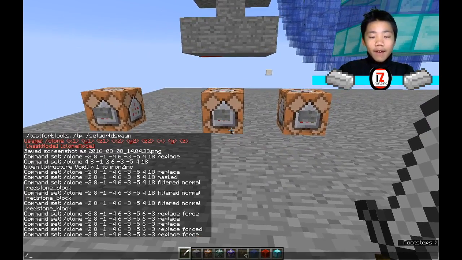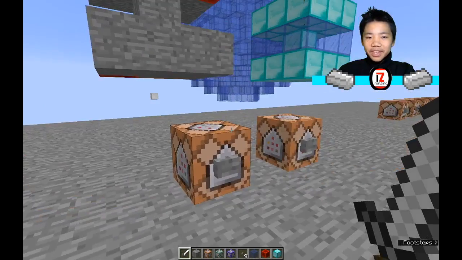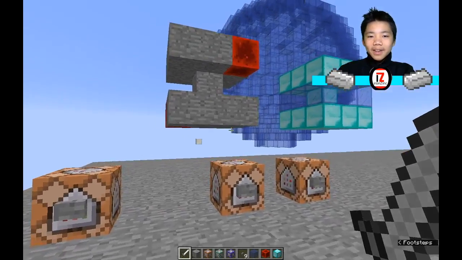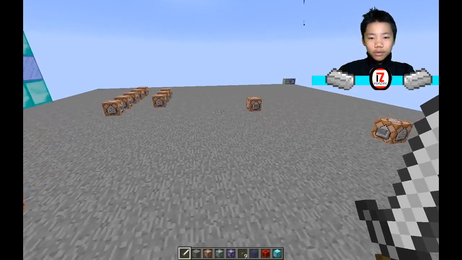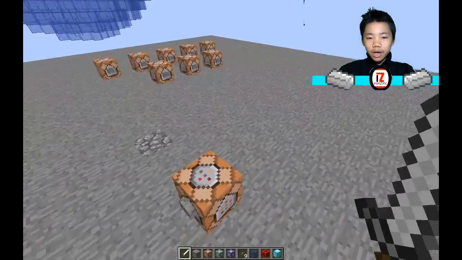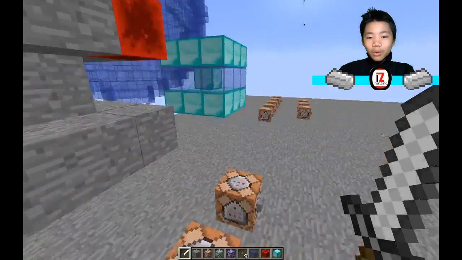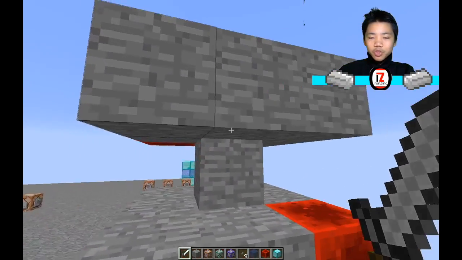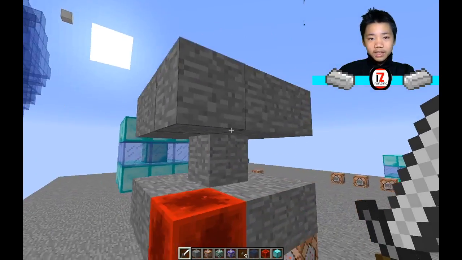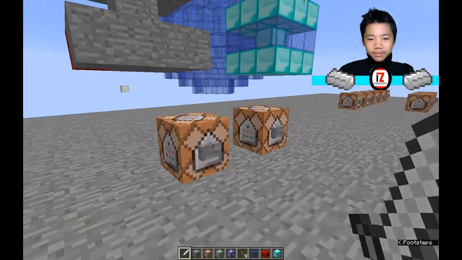Okay, now let's take a look at the last one. So we already have normal, force, and now let's take a look at move. So basically what move is, it moves. It will clone the structure over to the target area, somewhere above this command block. And it will set the original array of blocks here to air. Or in other words, sort of moving it.